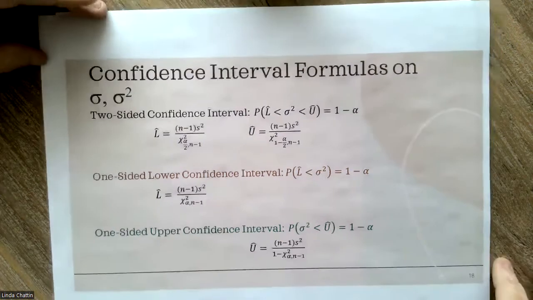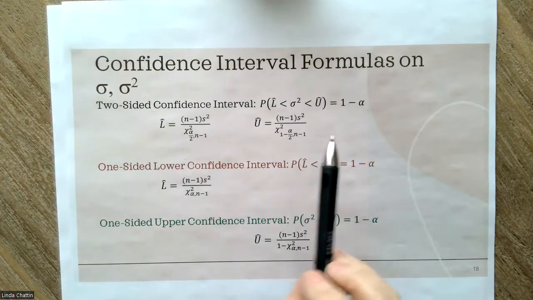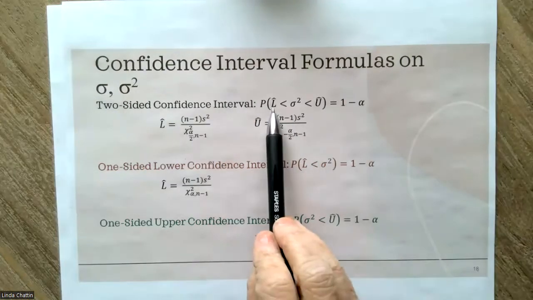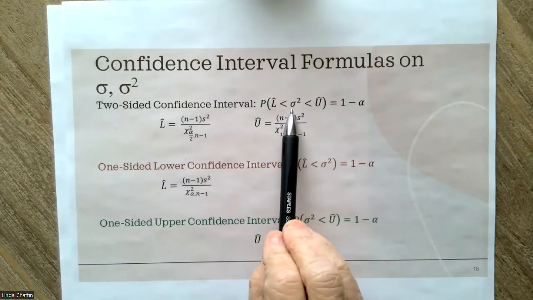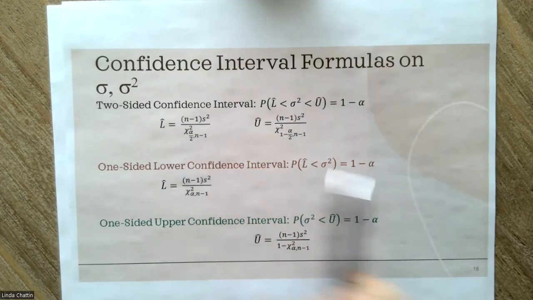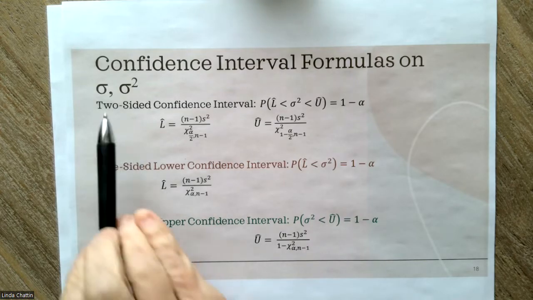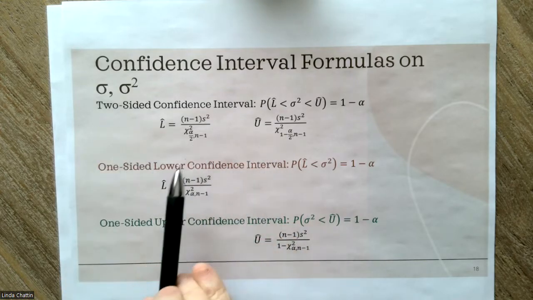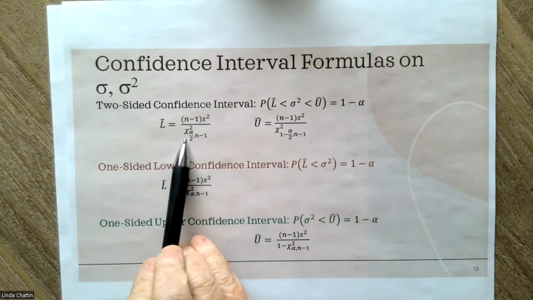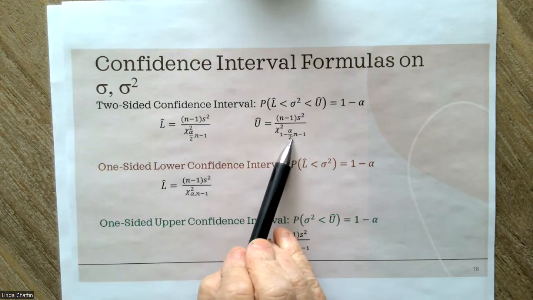So here, there we go. These are the formulas. Suppose I want to get the probability is 1 minus alpha that my lower bound and my upper bound capture the true population variance. And I'm going to have two types of intervals: two-sided and one-sided. The two-sided formulas look like this, and see that they use that chi-square value on the chi-square axis of alpha over 2 and then 1 minus alpha over 2.